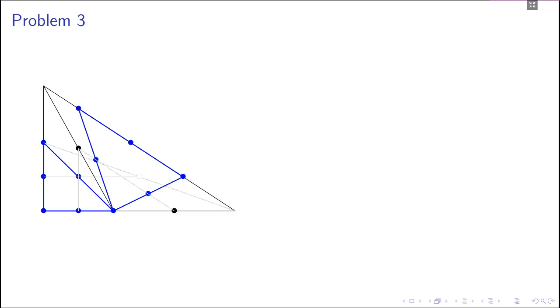Okay, so that was problem three. The problem was simple, but it will take some time to find it out. This is like a research type problem.